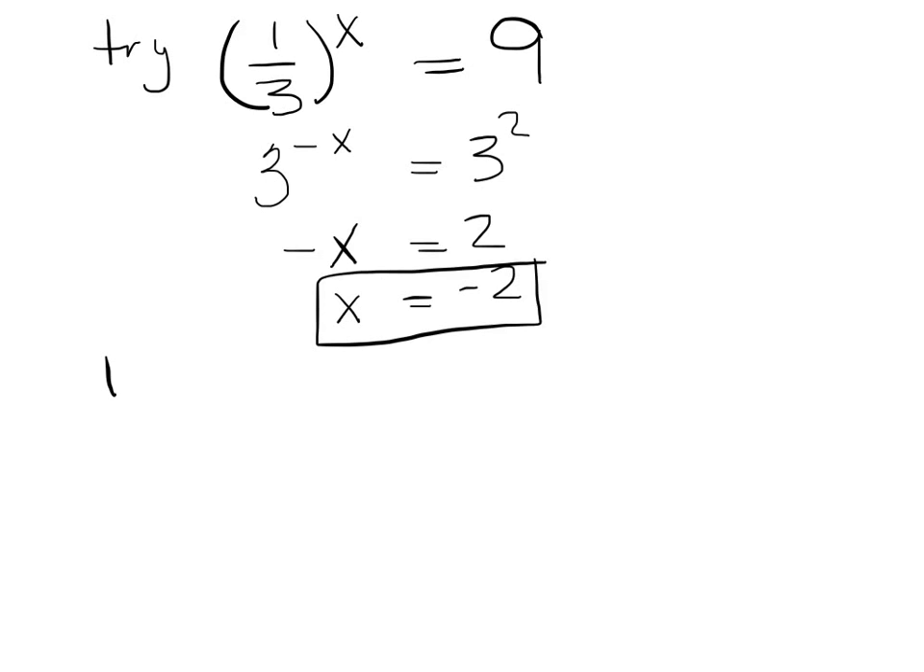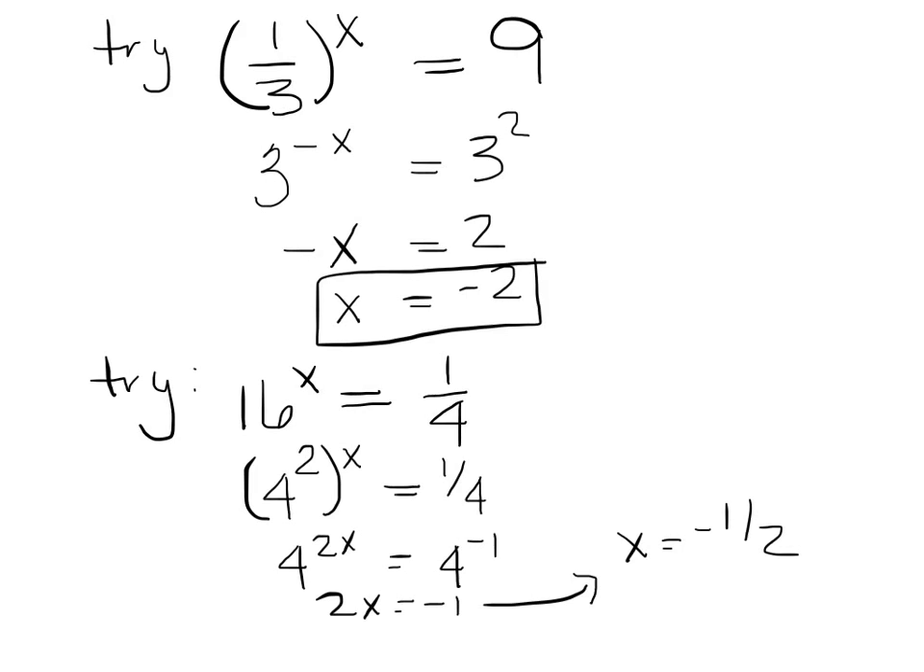I have one more for you to try. I'm going to let you try 16 to the x is equal to 1/4. Go ahead and give it a try. I'll be right back. Okay, there's my solution. I get x as -1/2. Take a look. I was a little more careful this time to show 16 as 4 squared in a parentheses, which is then raised to the x power, but of course an exponent raised to an exponent is multiplication, so that's what I did.